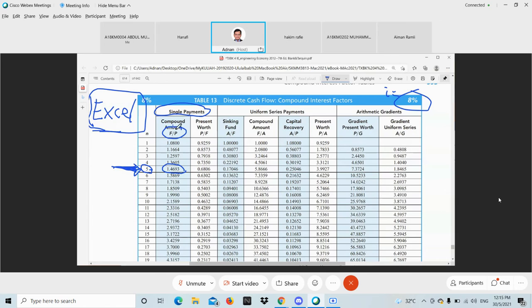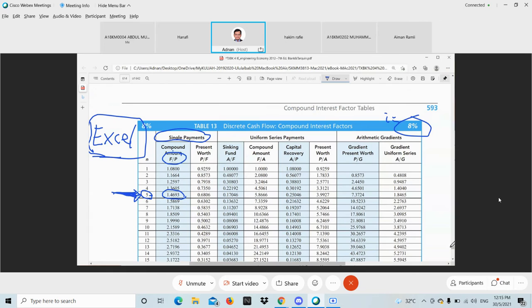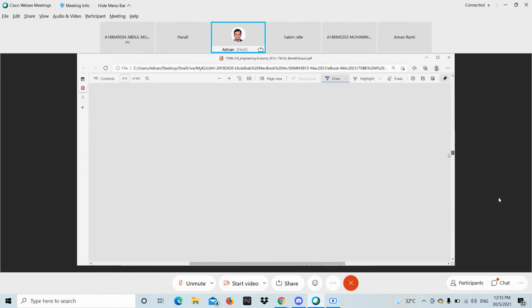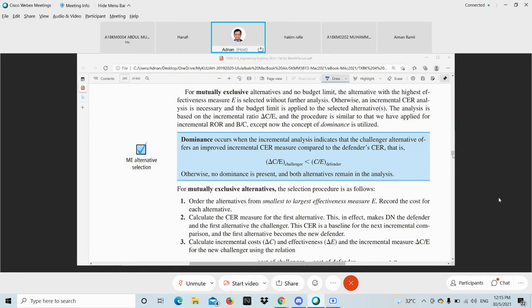Okay, what is the future value for your loan? For your pinjaman, with the current value. Kalau lambat bayar, lagi banyak kena bayar. So jadi kalau boleh, elaklah membuat pinjaman yang tak diperlukan.